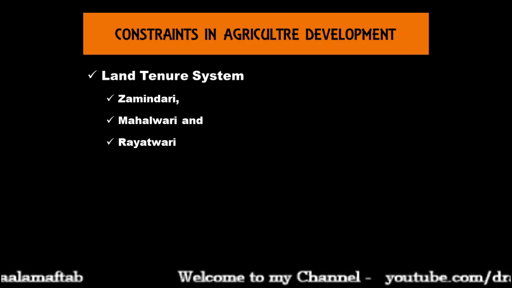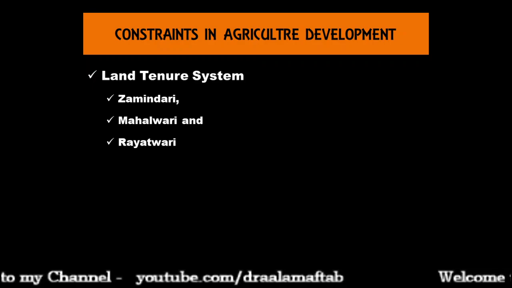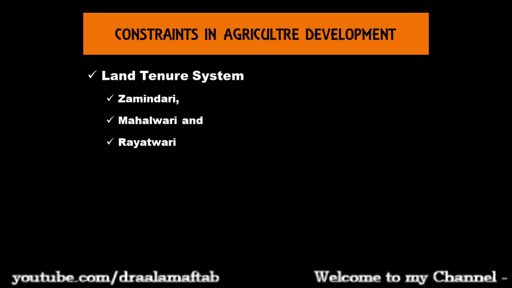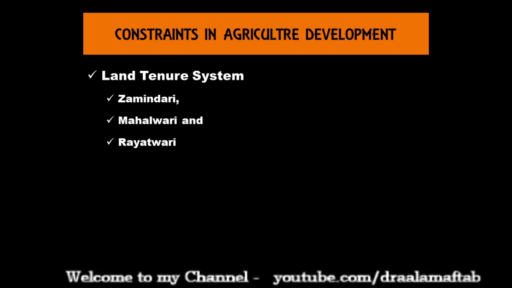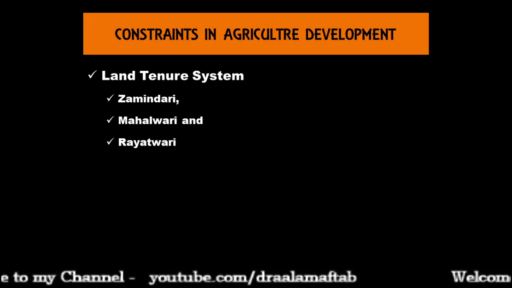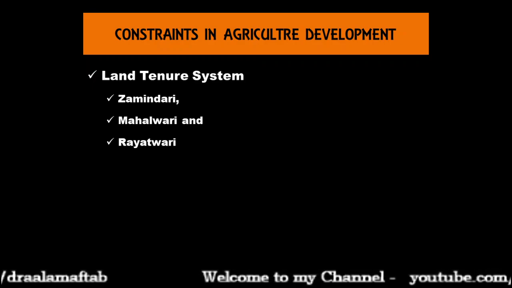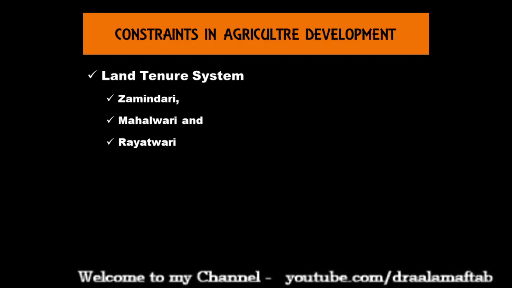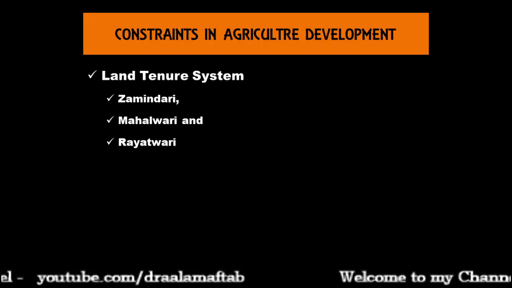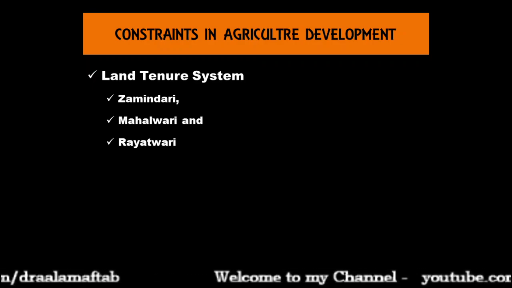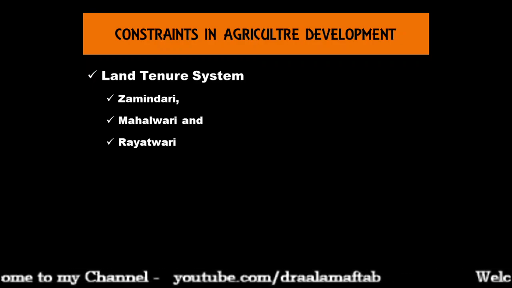But still, there is a system called Batai system, which is exploitative. The land is mostly leased in on Batai basis, where the landowner and the sharecropper have to share input cost, but the produce is shared equally. Mostly the sharecroppers had to bear the entire input cost. However, the produce is shared equally. So this is another problem or constraint in the agriculture development.